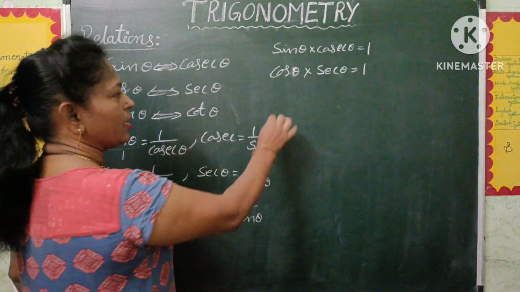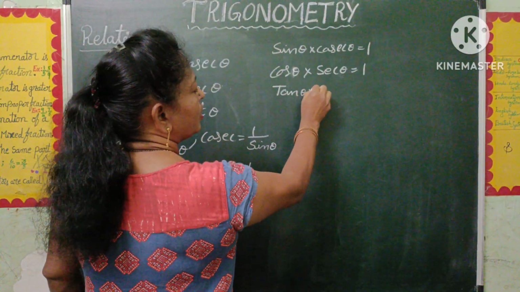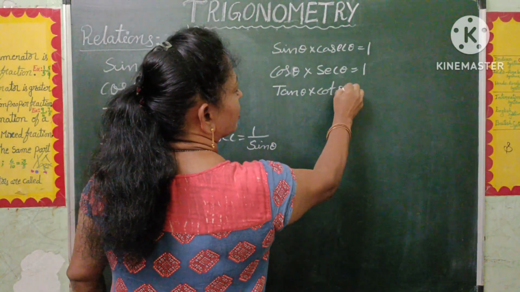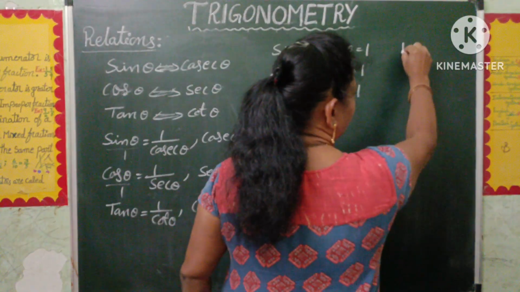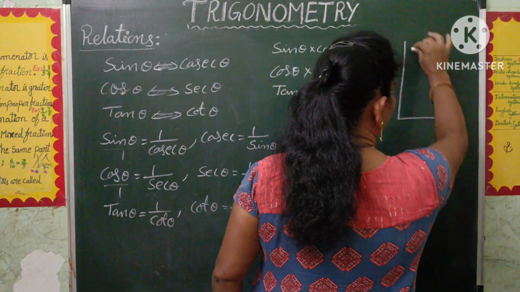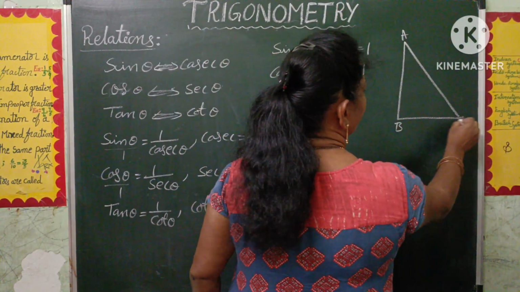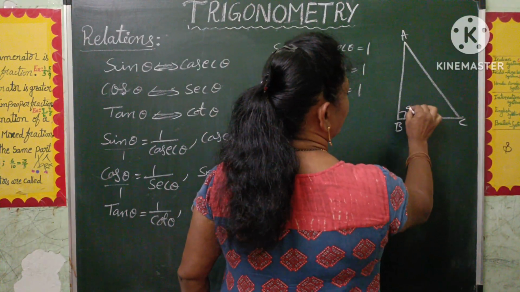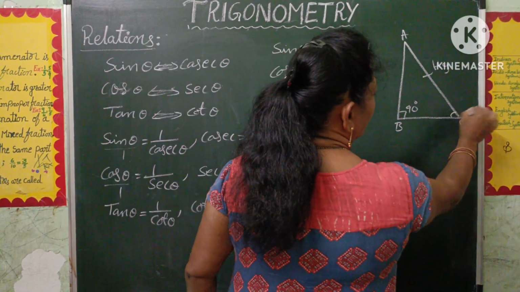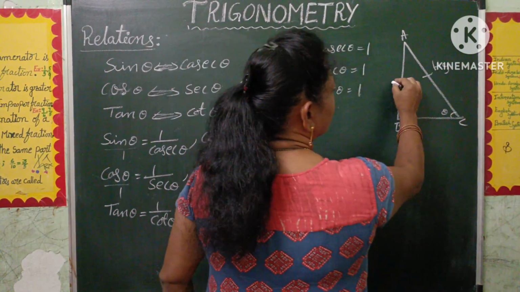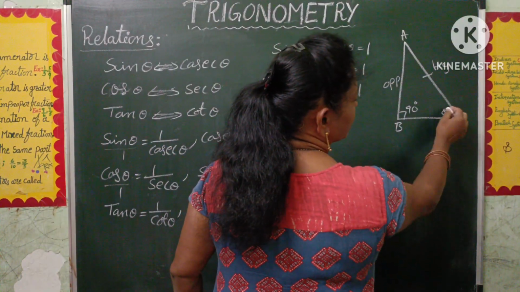Now let us see the relation here. Tan theta into cot theta equal to 1. Let us prove this. Already before we drew a right angle triangle, and also again write here A, B, C, and the angle at B. This is the hypotenuse. If you take the angle at C, AB is the opposite side and BC is adjacent to theta.